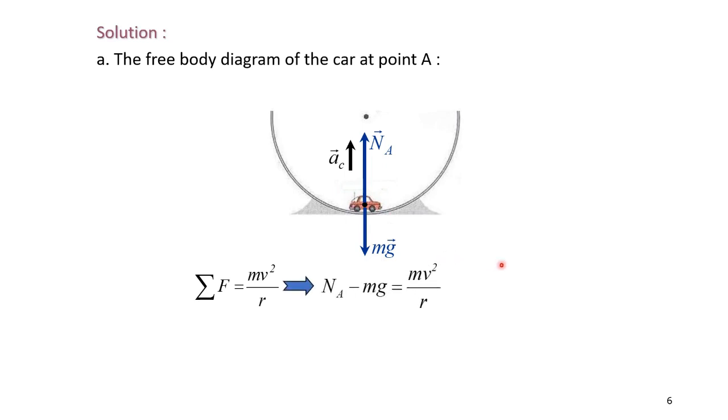So in this case, we use Newton's second law. We get N_A minus mg equals mv squared over r. Why N_A minus mg? Because mg is in the opposite direction to ac, so of course mg becomes negative. This is the equation for the body at the lowest point in vertical circular motion.